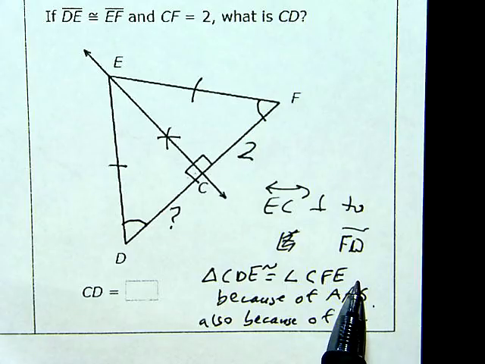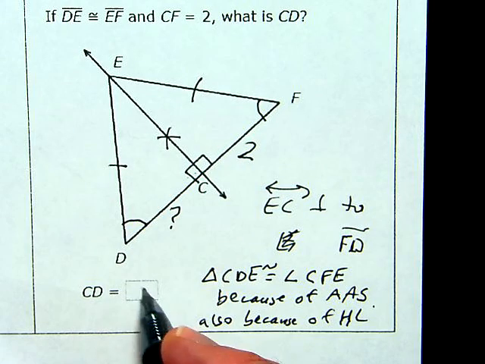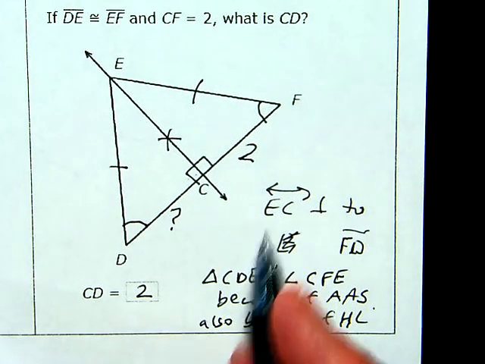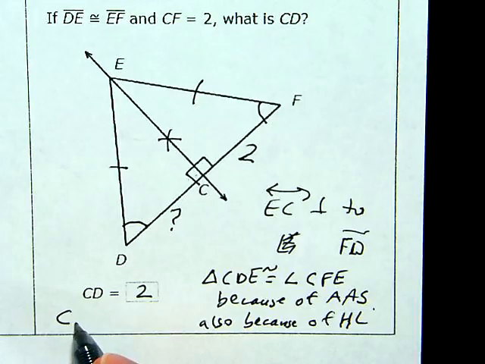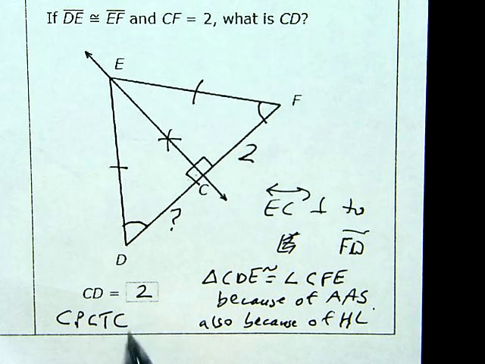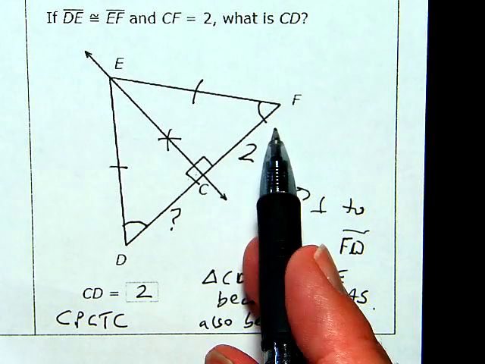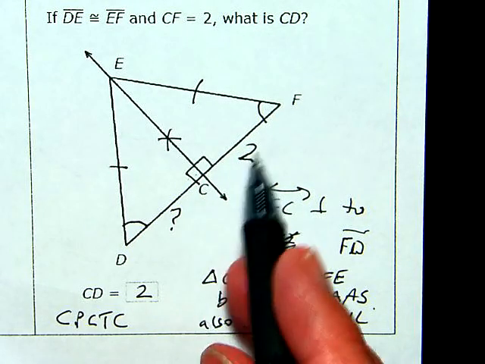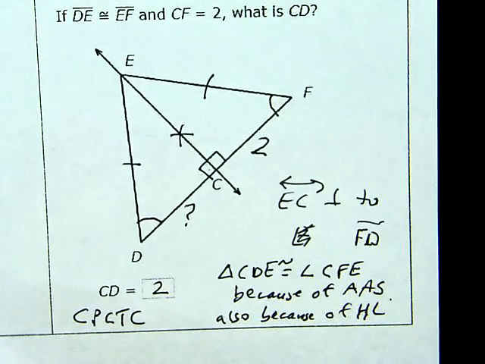So since these two triangles are congruent, CD then is equal to 2 because it is a corresponding part of a congruent triangle. So therefore CF equals CD, CF is 2, therefore the measure of CD is also 2.